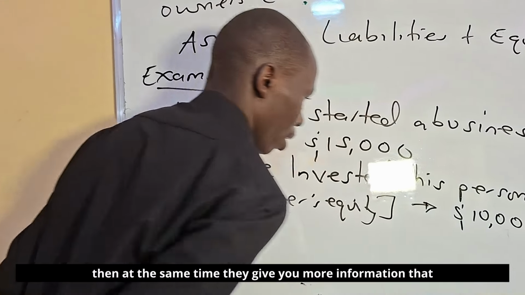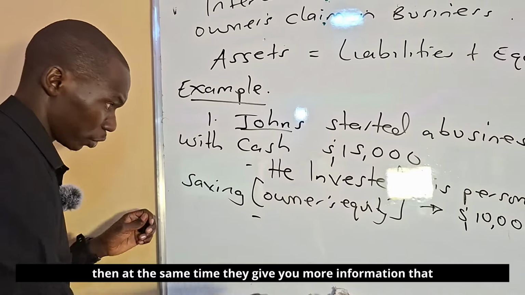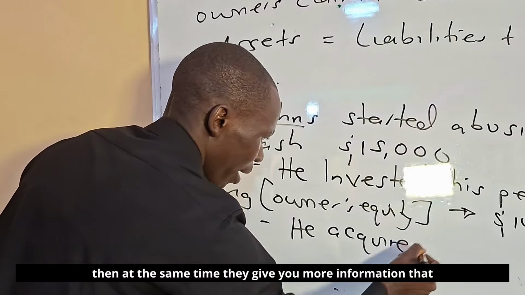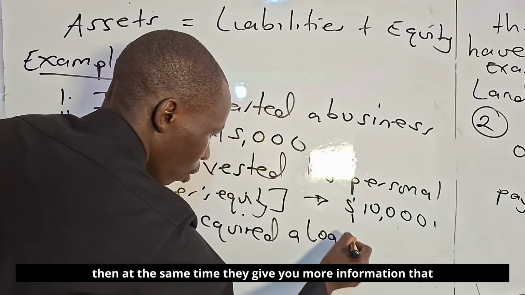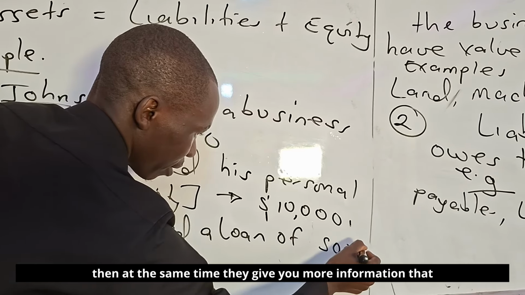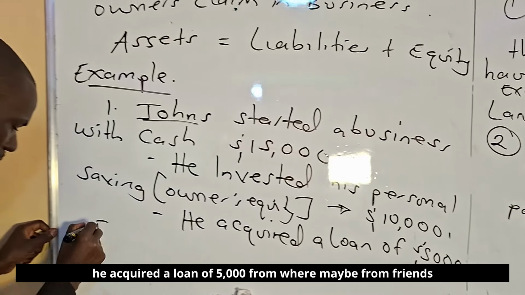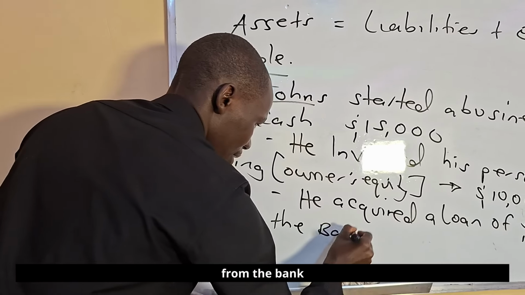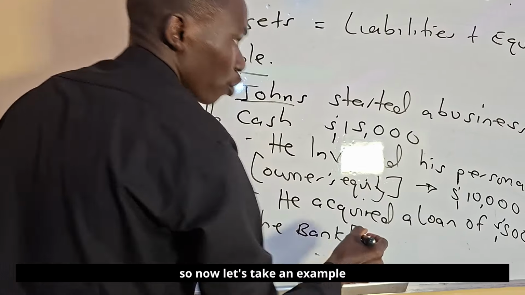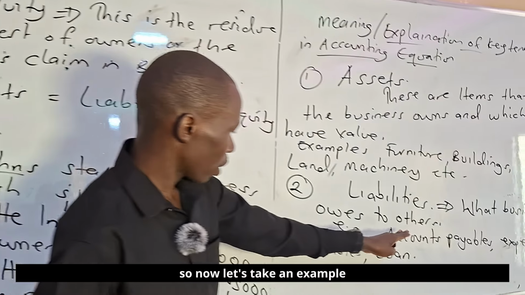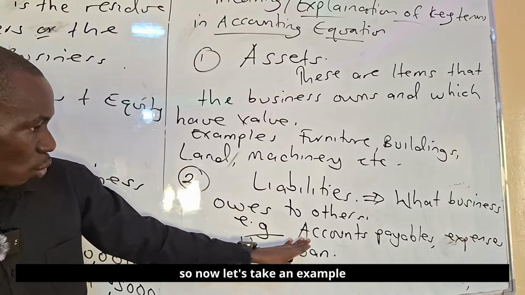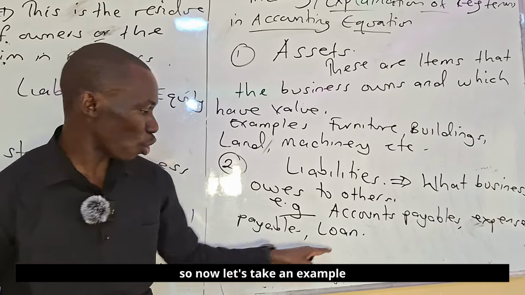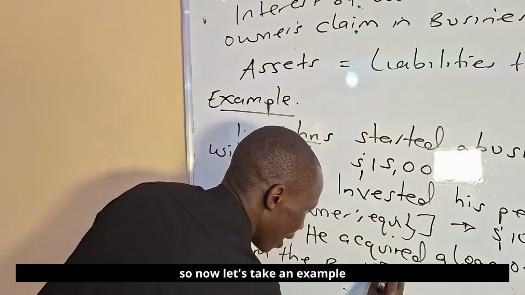Then at the same time, they give you more information that he acquired a loan of 5,000. From where? Maybe from a friend, from the bank, anywhere. When you talk of a loan, go back to liabilities. You said among the liabilities we have accounts payable, expenses payable, then loan. Meaning this loan is a liability.